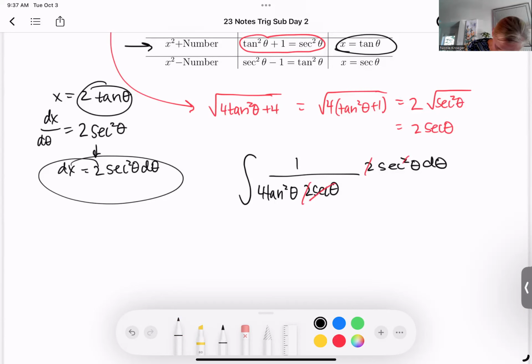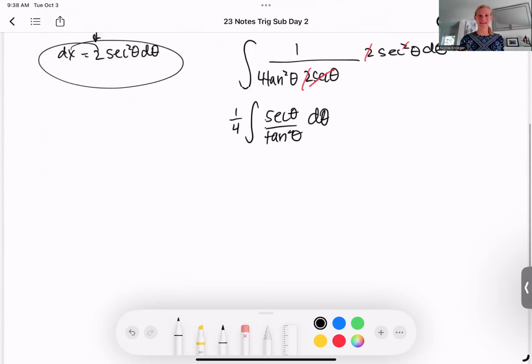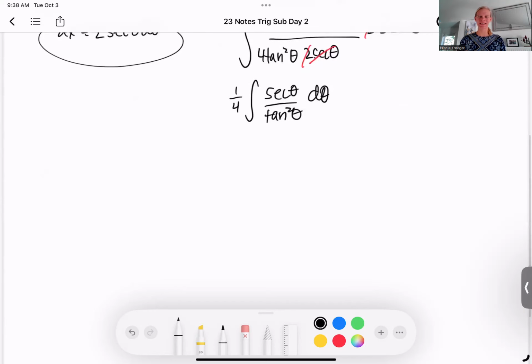So the 2's cancel out, and one of the secants will cancel out. So we're left with a 1/4, which I'll pull outside of the integral just so that we don't have to worry about it. Secant theta over tangent squared theta d theta. And you might say, well, I don't know how to integrate that. When we get these secants and tangents in these types of problems, it's a good idea to write them in terms of sine and cosine and hope that we can deal with them from there.